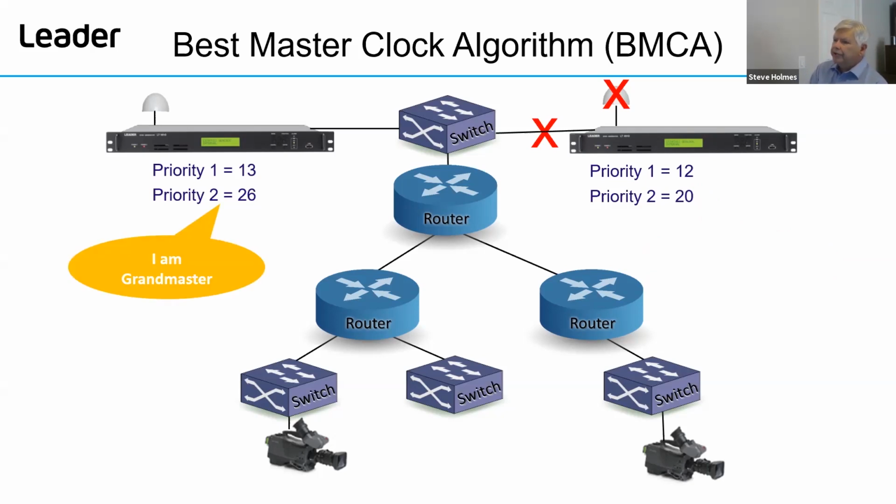So the only way the unit on the left is going to take over is if the signal is completely absent and there is no other Grand Master, or his priority 1 is the same, his priority 2 is better than anybody else that is on the network. But in this case, because now the GPS signal went away, now the unit on the left will take over to be the Grand Master.